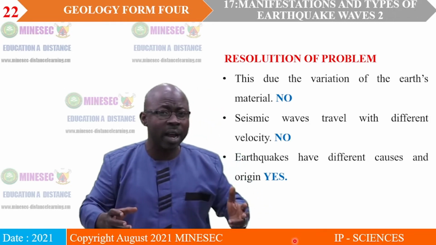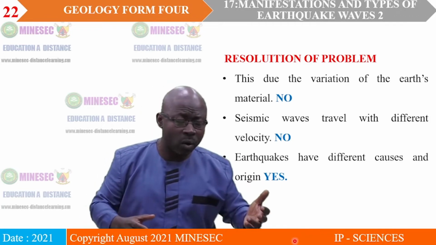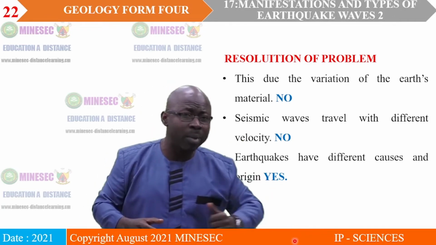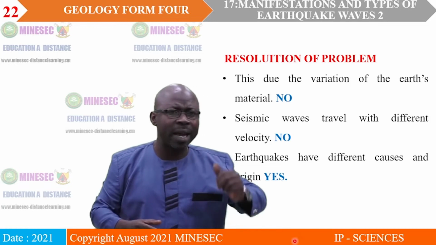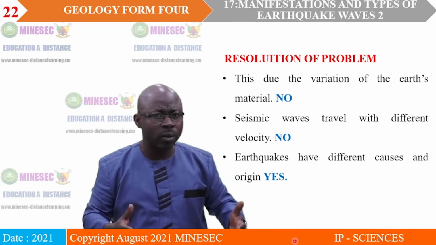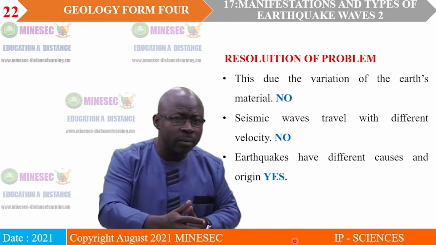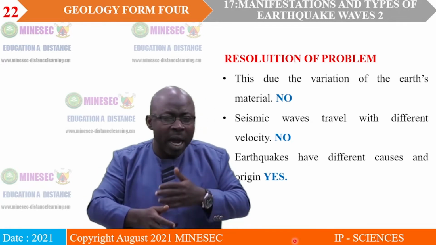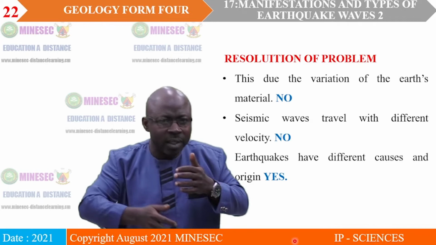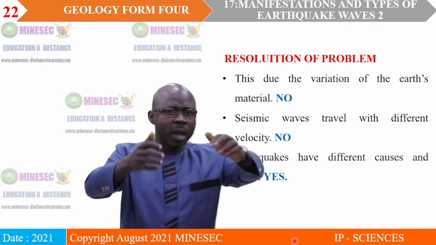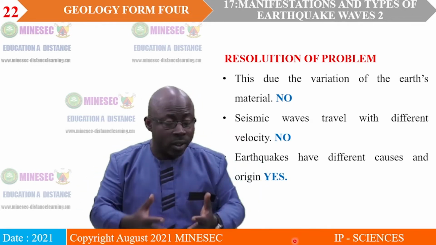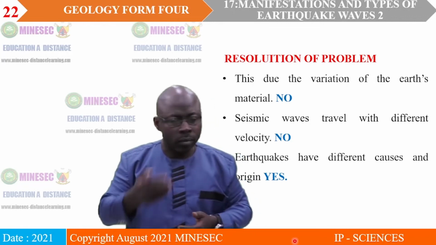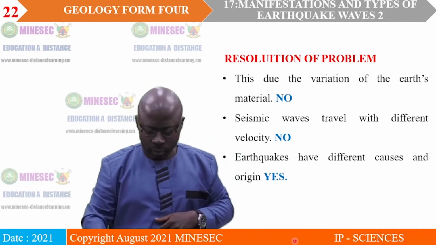We have seen the different types of earthquakes and their causes. We talked about those caused by bomb blasts, landslides, and movement around fault planes. So this movement occurs with different velocities. And the gravity, the intensity of the earthquake, will depend on its cause and its origin.